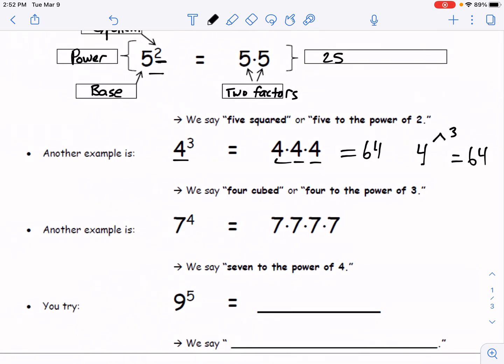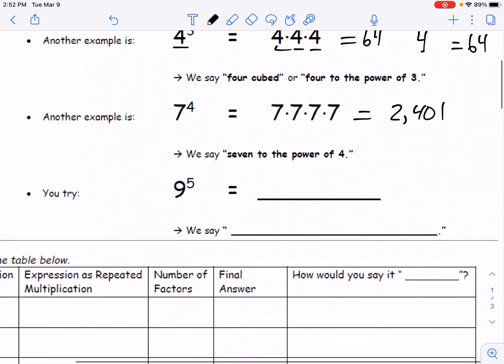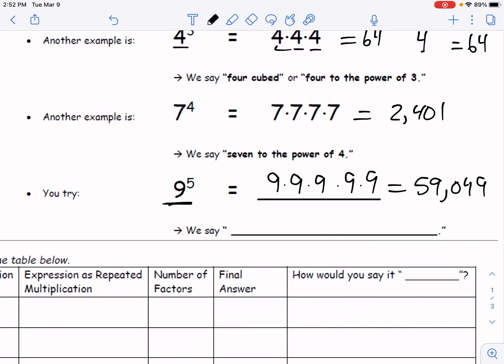Okay, then of course, same thing there. You have 7 to the 4th power, okay, which we would get 2,401. Then here we have 9 to the 5th power, which means 9 times 9 times 9 times 9 times 9. So we have 5 of these factors of 9. That's our base here. And then if we multiply that in our calculator, we get 59,049. Okay. And it's asking us what we would say. We'd say 9 to the power of 5, okay?